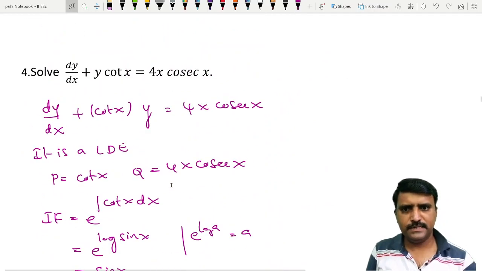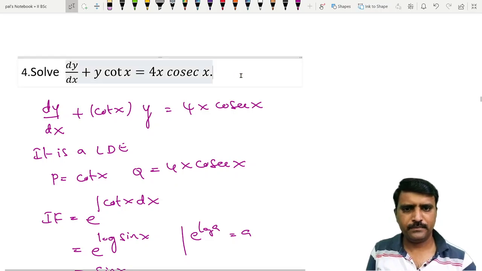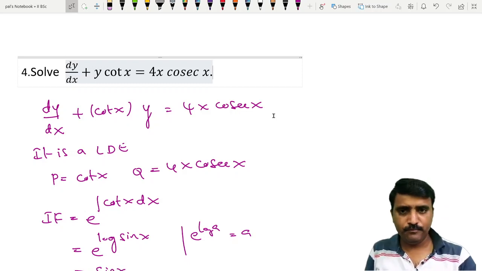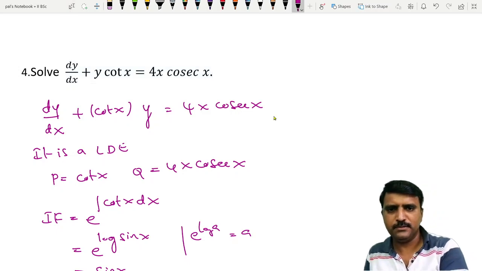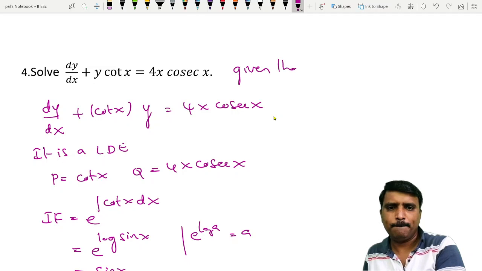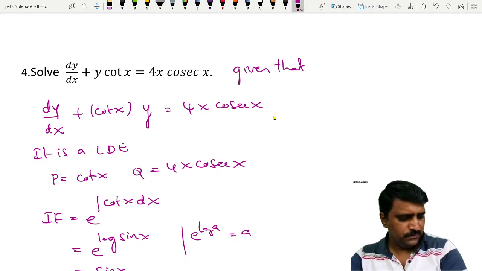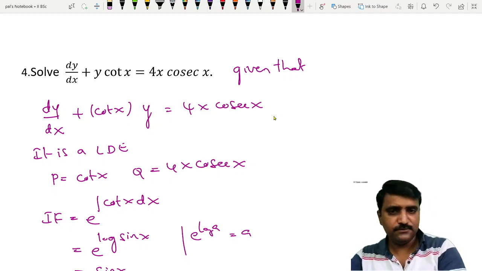So I just extend this problem as, given that, suppose, okay, I just extend this problem as given that, let us take some conditions and find out c. So given that y is equal to 0 when x is equal to pi by 2.